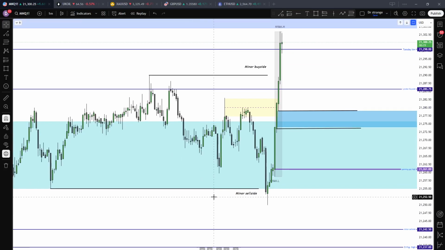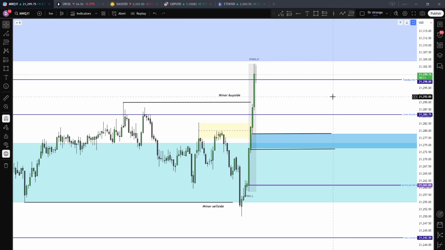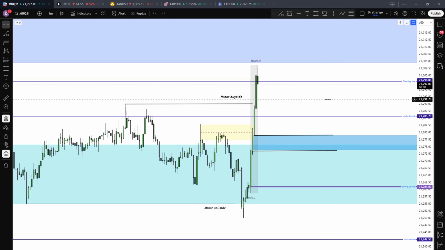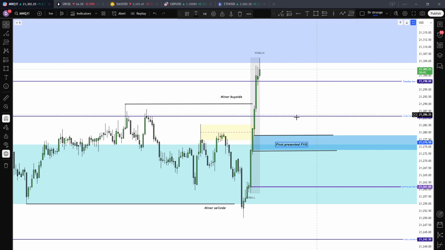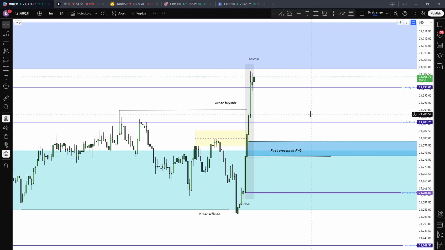So we first took sell side, then we took buy side. But because it is too expensive to buy, the first presented fair value gap. London buy side. See and observe how price behaves here.